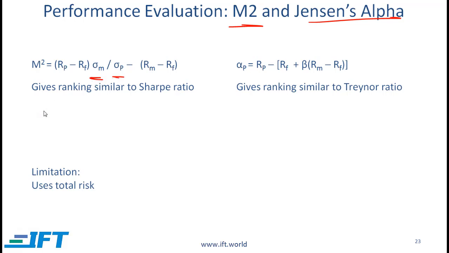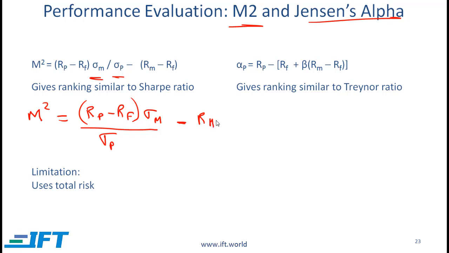I'm going to write the M squared ratio again in order to help you memorize this ratio. To help you remember the M squared ratio, let's do the following. First, simply put down the Sharpe ratio, which is return on portfolio minus the risk-free rate divided by the risk of the portfolio. Then you multiply this by the risk of the market, and then you subtract the market risk premium, which is RM minus RF.